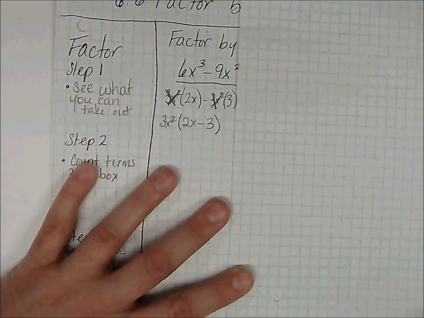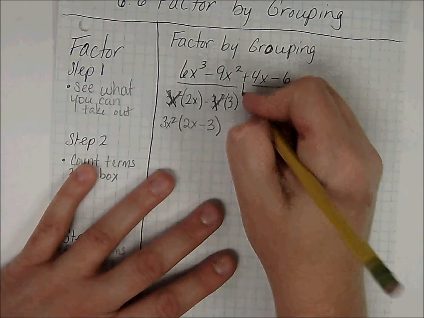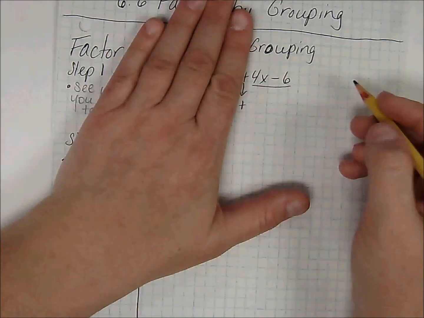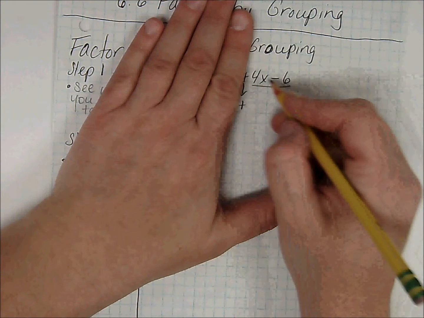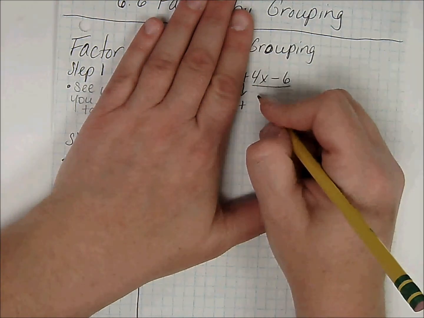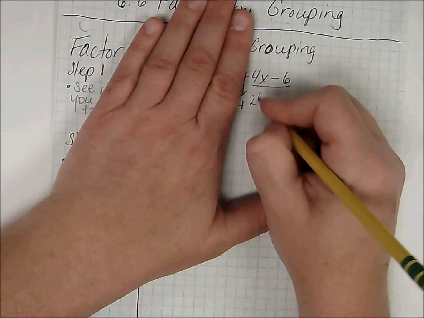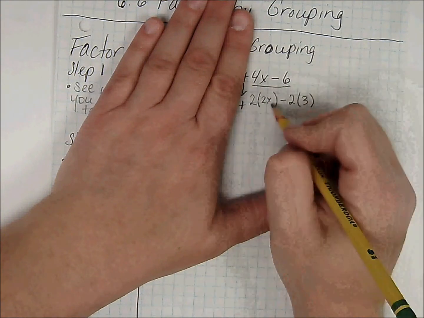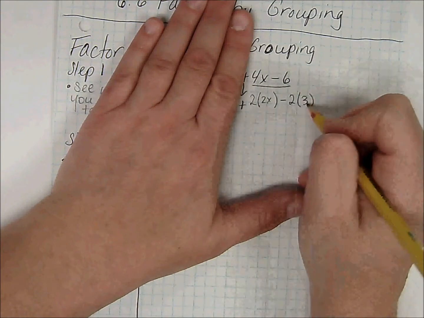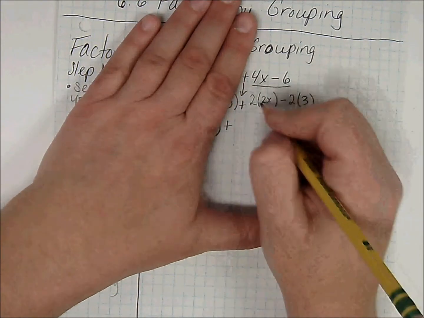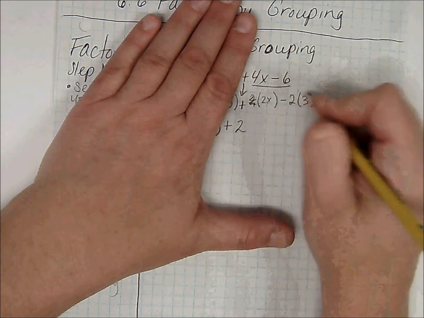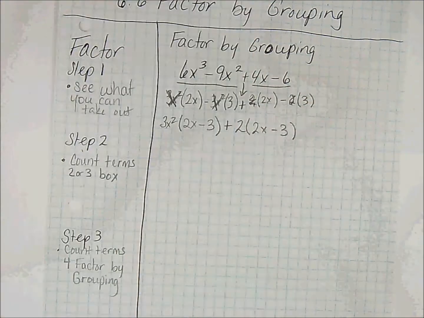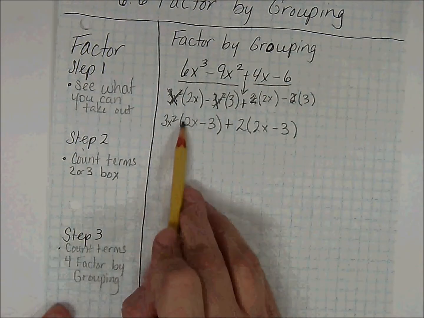All right, now I'm just going to look at this side, and I'm going to move this plus down. But I'm going to focus only on these two right this moment. So what can I take out of both? 2 times 2x minus 2 times 3, because 2 times 2x will give me 4x, 2 times 3 will give me 6. So now I've got that plus, take out the 2, 2's are gone, and I'm left with 2x minus 3. Now what you should notice at this point is that these are exactly the same.